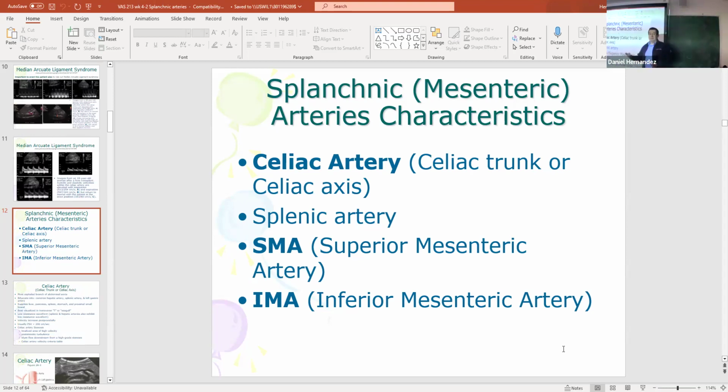So when we eventually want to rule out mesenteric ischemia, those are the three vessels that we're assessing and interrogating. And we'll see in a moment, in order to make that diagnosis of mesenteric ischemia, two out of those three have to be stenotic, or there has to be disease in them.